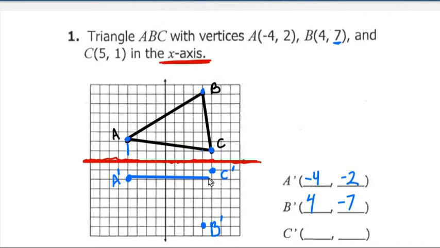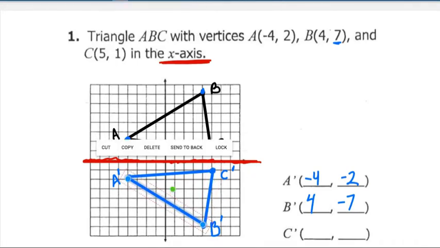And then let's connect our points to make our new triangle. And let me make sure I put my C prime ordered pair. 5, -1. Okay.